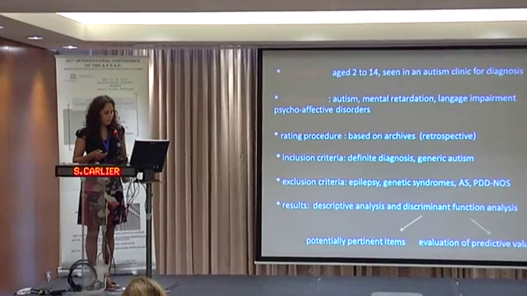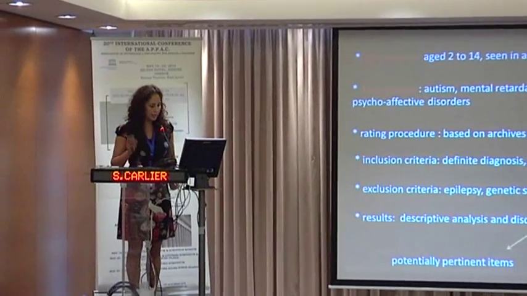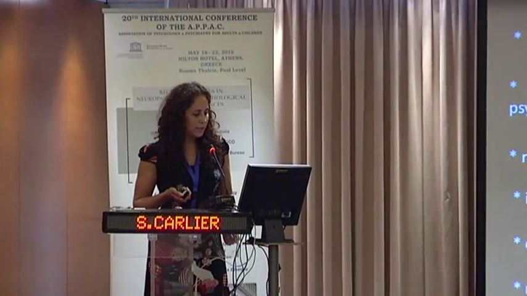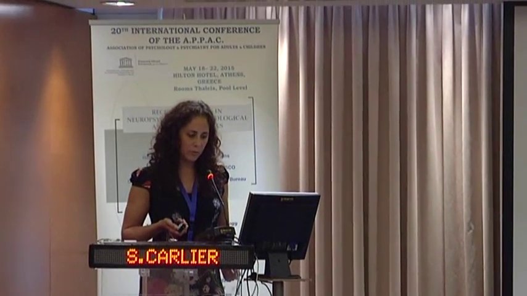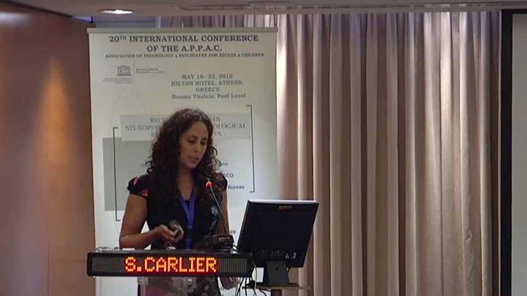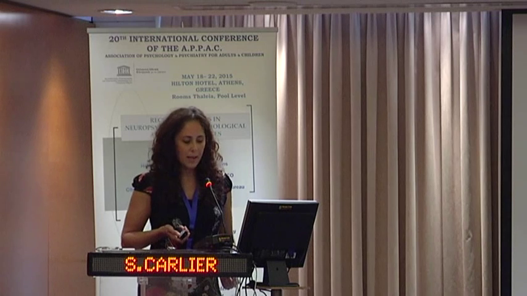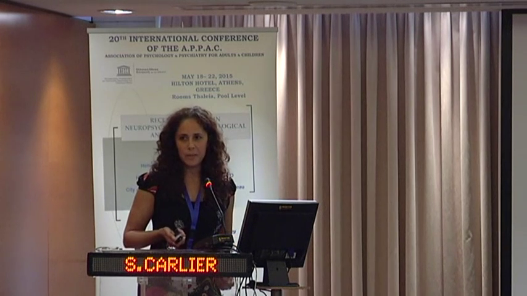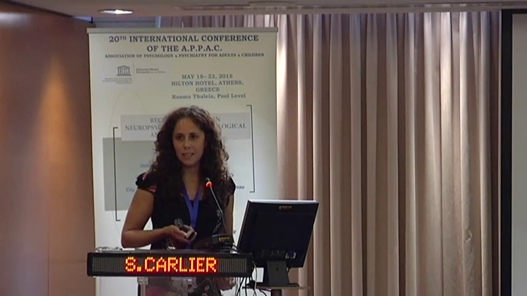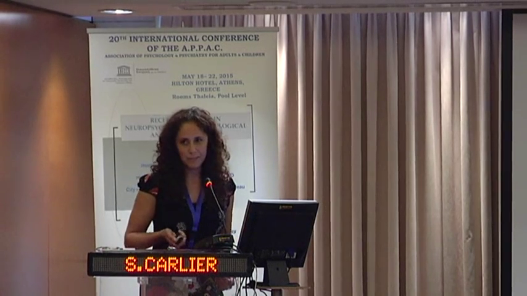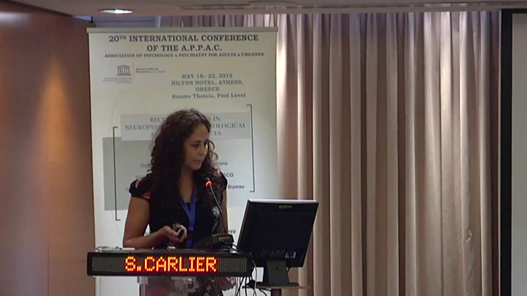Inclusion criteria: all children had a definite diagnosis, clear diagnosis, generic autism in the autism sample. We excluded people with epilepsy, a genetic syndrome, as it might affect the clinical pictures. And we excluded children with Asperger's syndrome and pervasive developmental disorder not otherwise specified, because there was quite some discussion about the validity of those clinical entities. And we did some results analysis with statistics.